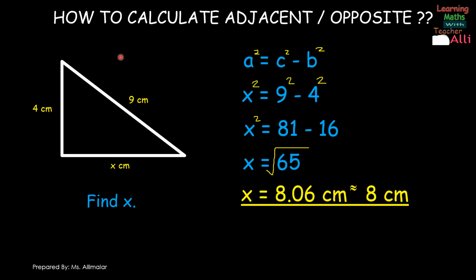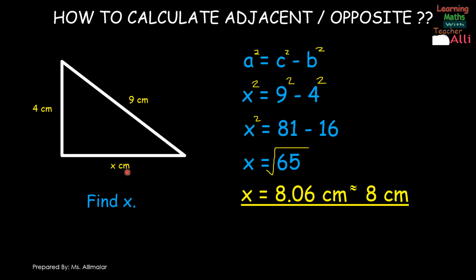Now this is how to calculate adjacent or opposite. Just now we already learned how to calculate the hypotenuse, which is the longest line. Now here we are going to calculate the adjacent. Of course, I put here adjacent or opposite because the method will be the same. Here you just change the formula to b square equals c square minus a square. That's all.